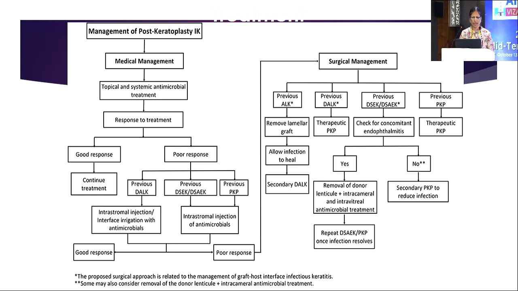In medical management, we can mainly start with topical steroids, and if there is a good response, we can continue the treatment. If there is a poor response, then we have to plan for intrastromal injections or interface irrigation with antibiotic solutions. We can try, and if there is a good response, we can continue the treatment. If it is a poor response, then we have no option but to go for surgical treatment.